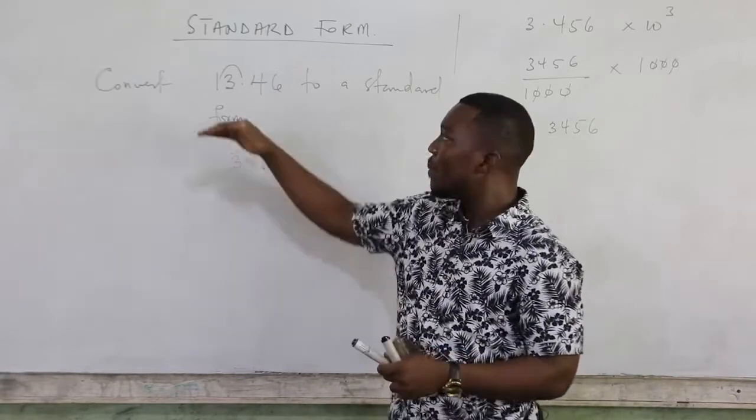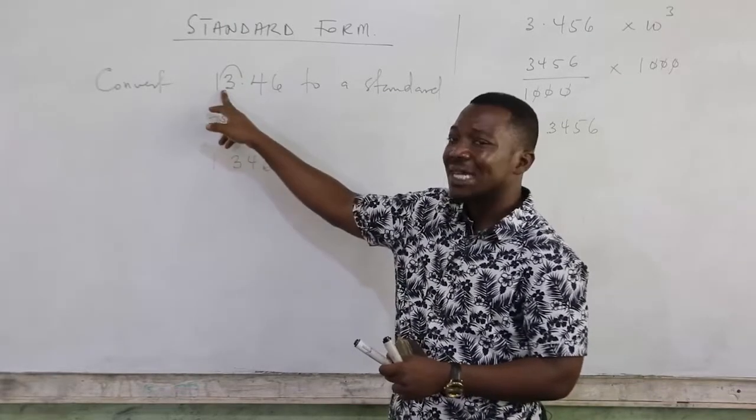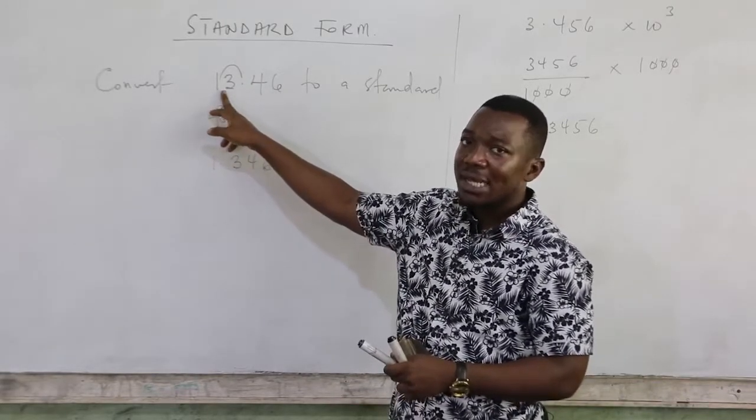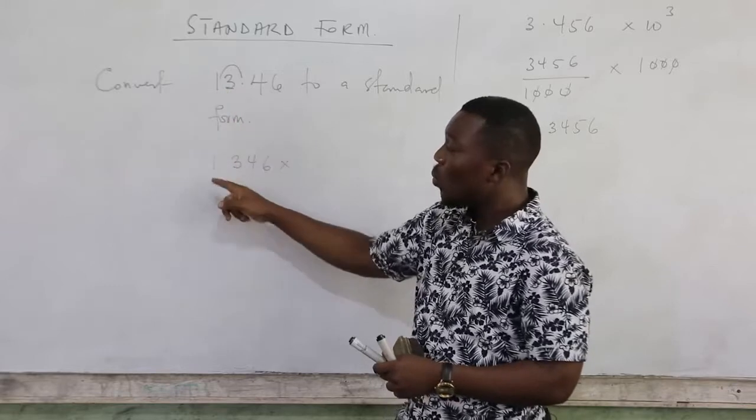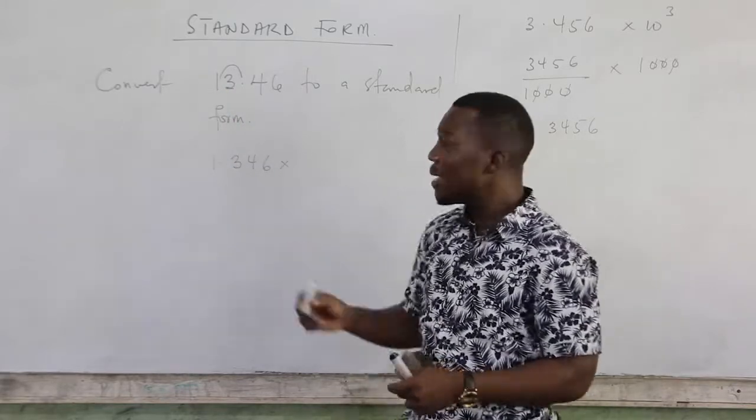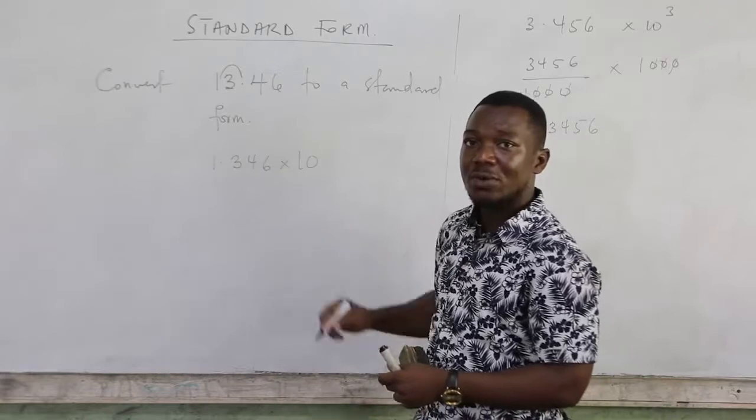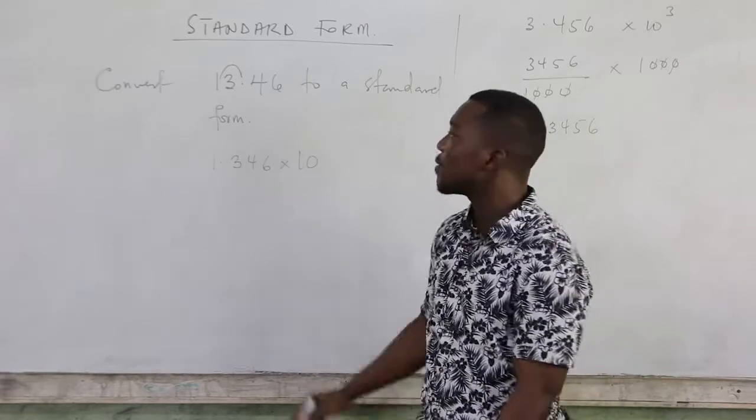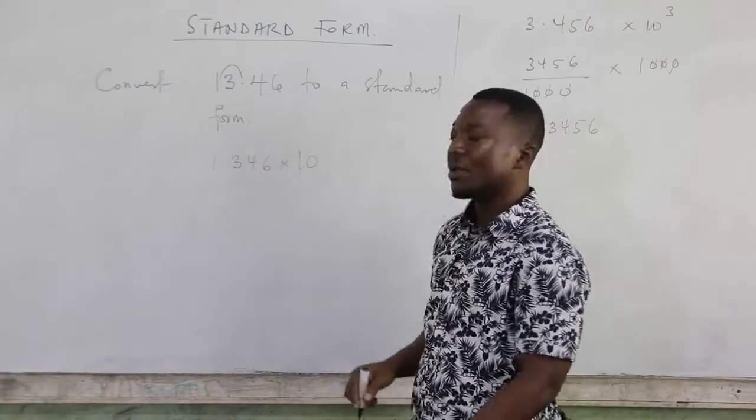Now anytime a bigger figure is reduced, now this figure is 13 point something. So the 13 is the whole number. Now we are writing 1 point something. It means that the power of this 10 raised to the power will always be positive. So we move 1, we have 1 here.